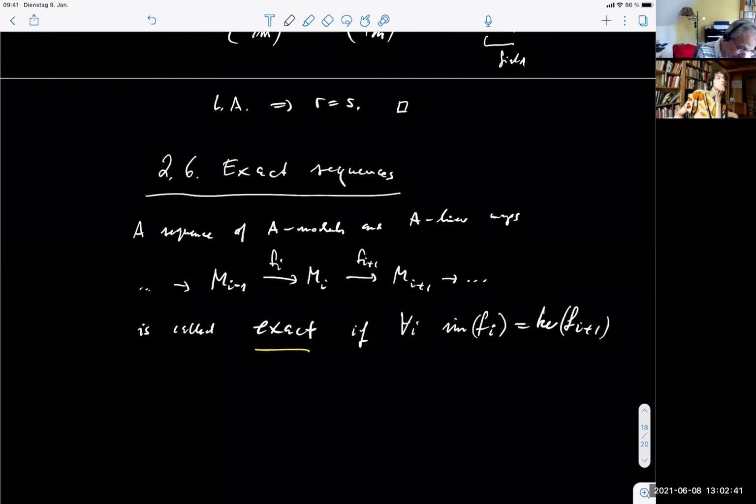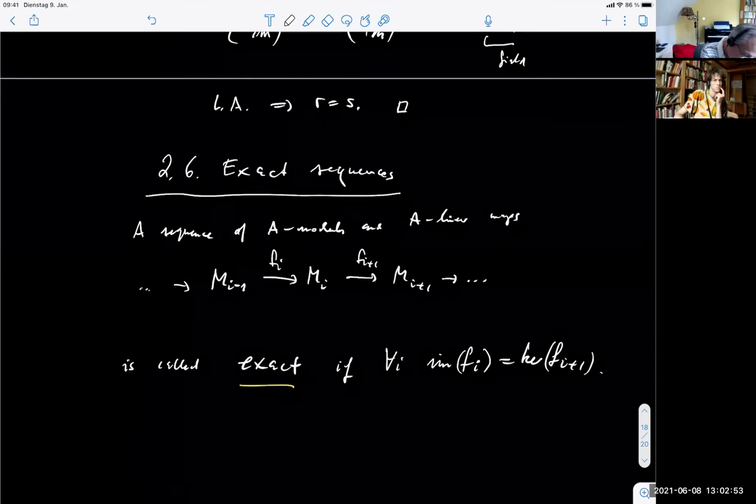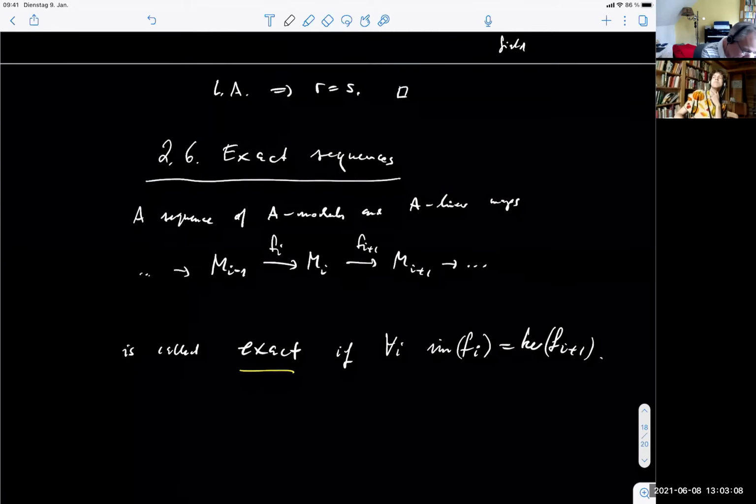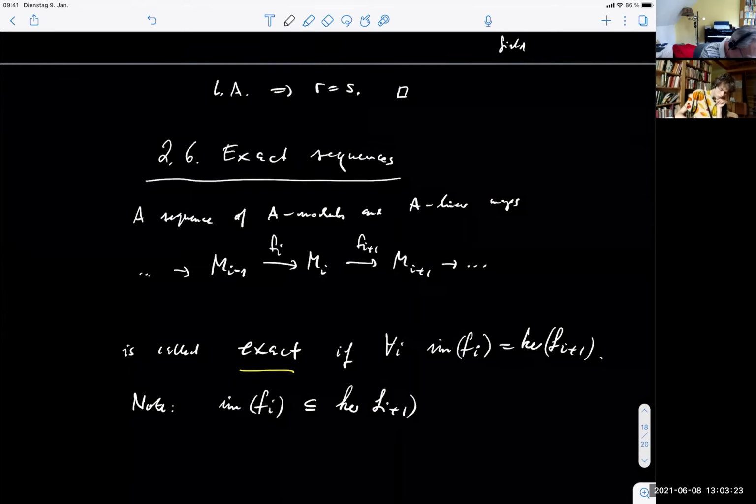Maybe this needs a little bit of motivation, I realize. Let me move it down. I try to explain. Note, I want to put the remark. I say the following is always true: the image of f_i is always contained in the kernel of f_{i+1}. Always true.